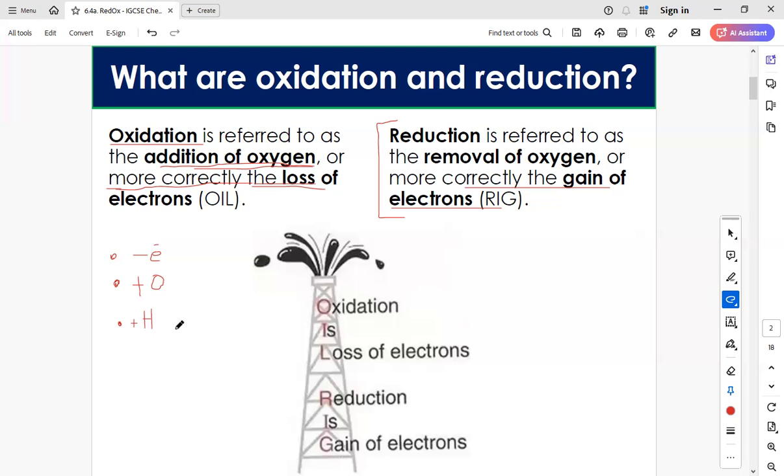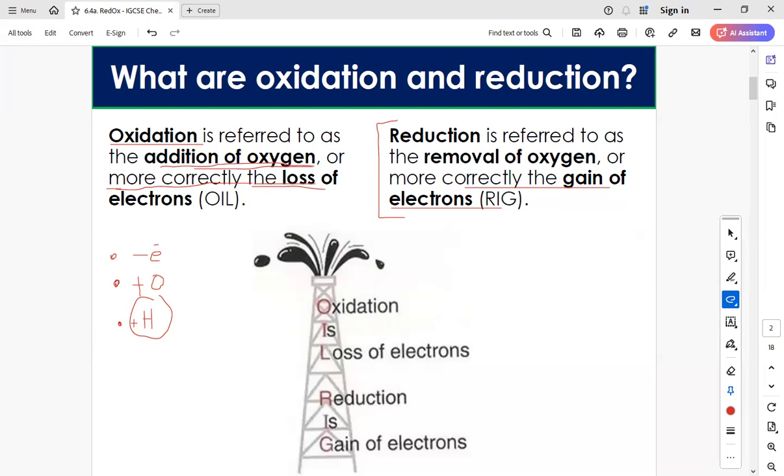Yes, so the loss of hydrogen is also termed as oxidation. Why? Because if you lose hydrogen, you also lose its one electron, right? Hydrogen has one electron, and you lose that one electron. So loss of hydrogen, loss of electrons, gain in oxygen, all the same thing, they are all oxidation.